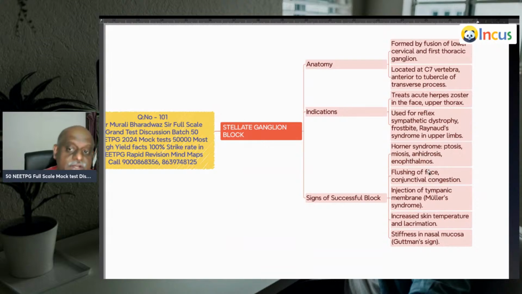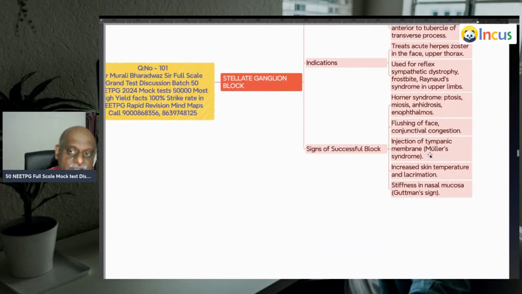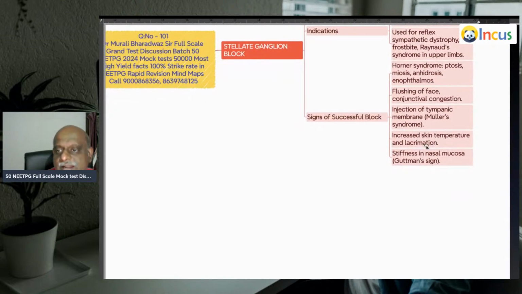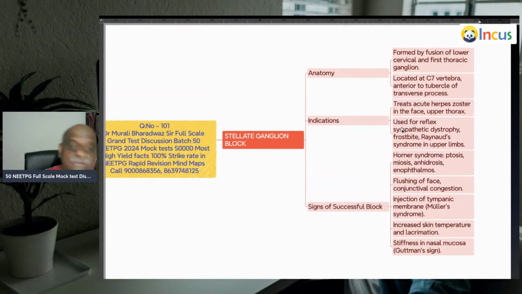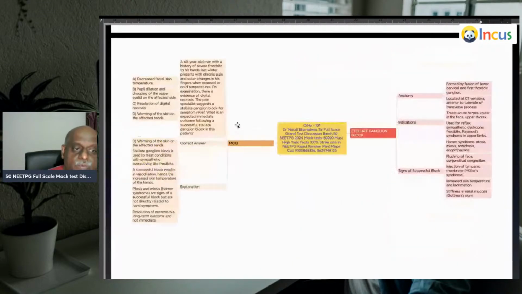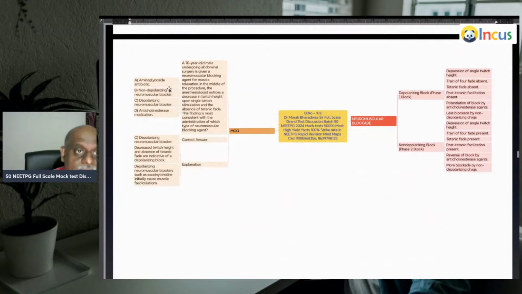So Horner syndrome, flushing of the face, injection of the tympanic membrane, increased skin temperature and lacrimation, stuffiness in the nasal mucosa called Guttmann's sign. They are all the signs of a successful stellate ganglion block, is what you need to remember.